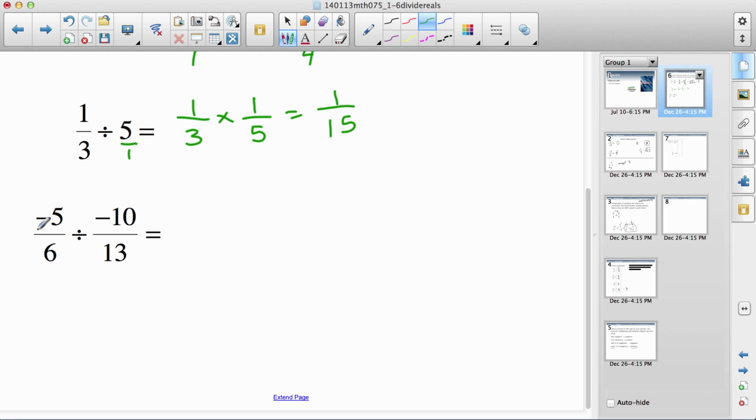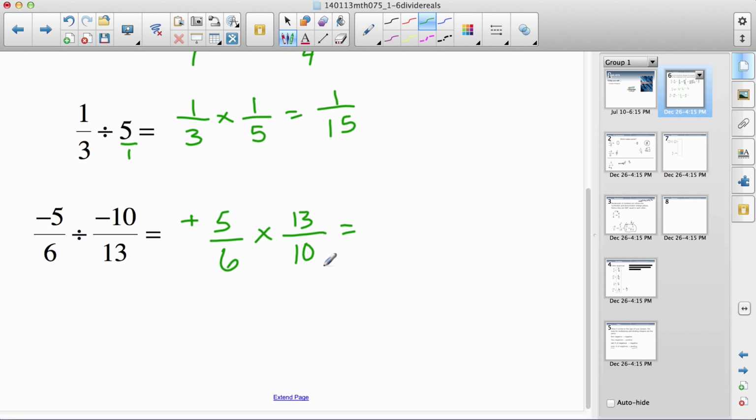This last question, negatives, this is good. Let's deal with the negatives right off the bat. It's dividing. There's 2 negatives, they'll cancel. So I know my answer is positive. I get that out of the way. So I write my 5/6, I change the divide to a times, and I flip this one over to 13 over 10. Notice I'm not even worried about the sign anymore because I know the final answer is positive.